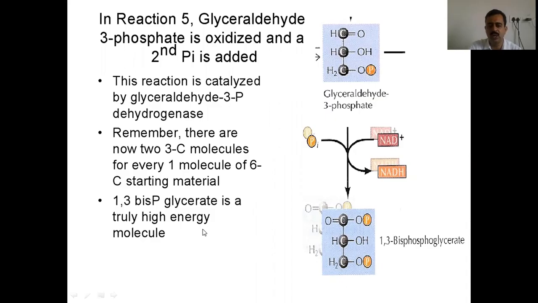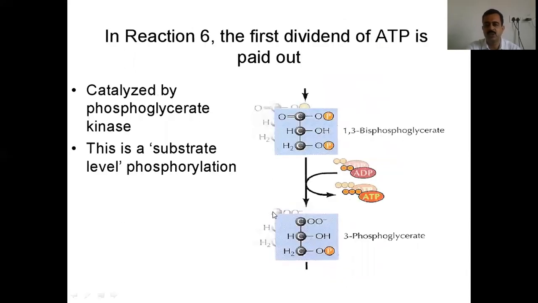1,3-bisphosphoglycerate is a truly high energy molecule, correct? Reaction 6, the first dividend of the ATP paid out, is catalyzed by phosphoglycerate kinase. From 1,3-bisphosphoglycerate, one ADP molecule is utilized and one ATP is generated. You can see here that the carbon at the first position becomes unstable, and ultimately 3-phosphoglycerate is generated.